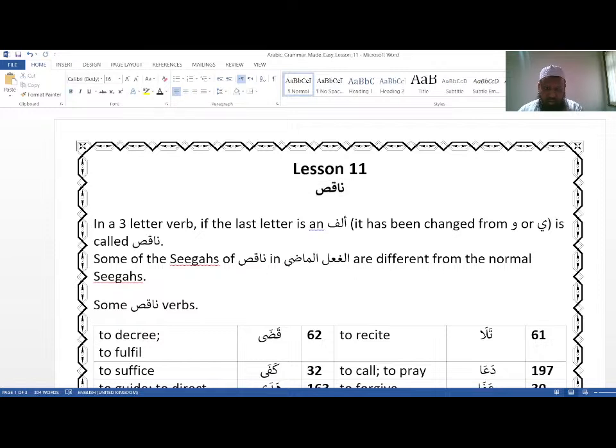Lesson number 11, ناقص. In a three-letter verb, if the last letter is an alif, again it has been changed from waw or ya, it is called ناقص. Some of the sigas of ناقص in al-fi'l al-madi are different from the normal sigas. So the ajwaf has the alif in the middle, and that alif has been changed from waw or ya. And if the last letter is an alif, that is also changed from ya or waw, and it is called naqis.